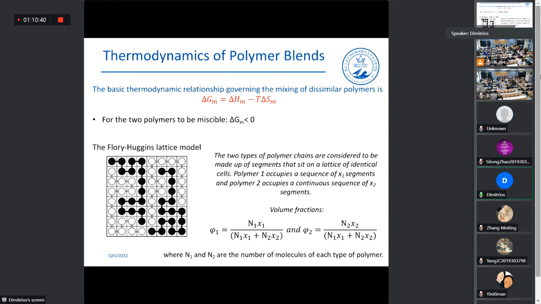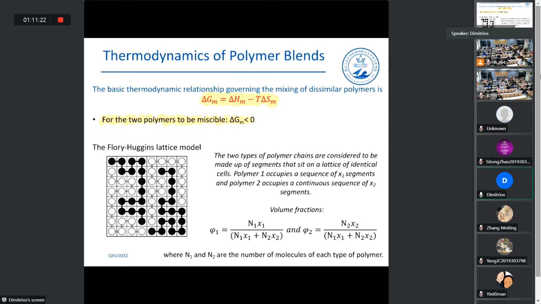So, in terms of thermodynamics of polymer blends, we will be discussing a certain number of equations, and apparently the basic thermodynamic relationship that governs the mixing of dissimilar polymers is this equation for the Gibbs free energy. Okay, the Gibbs free energy of mixing equals the enthalpy of mixing minus the temperature times the entropy of mixing. Okay, and we said that in order to have two polymers that are miscible, we need the Gibbs free energy of mixing to be negative.